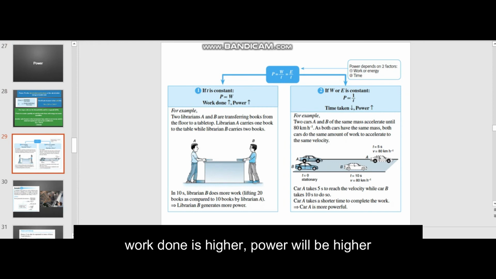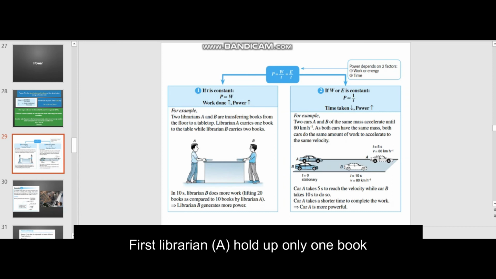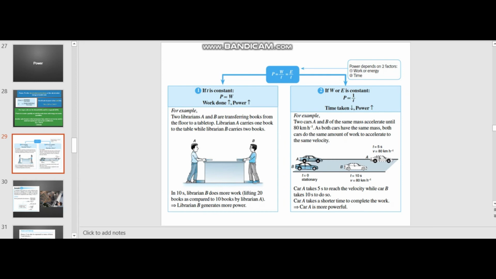The first one is when the work done is higher, the power also will be higher. As we can see for the first example, there are two librarians. The first librarian holds up only one book, and the second librarian holds up two books. So the work done by the second librarian is higher, so the power required for the second librarian is higher.